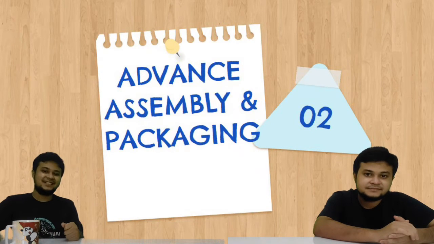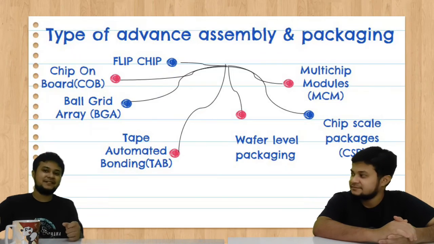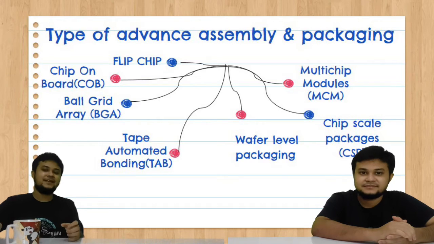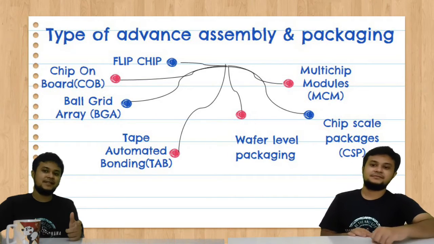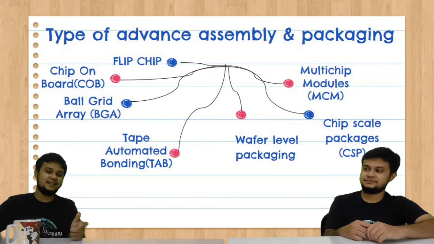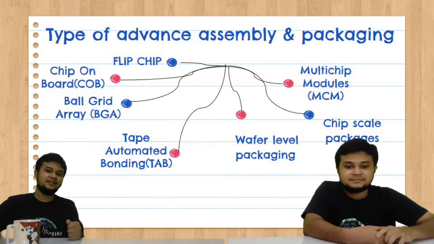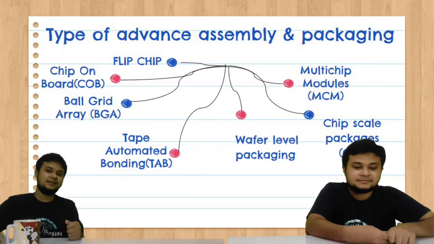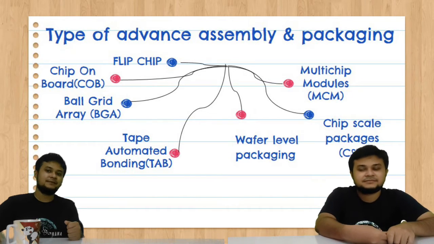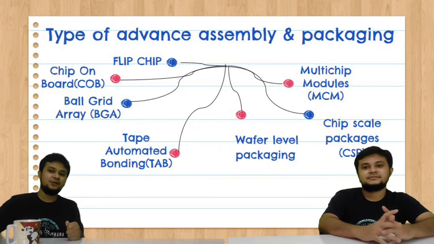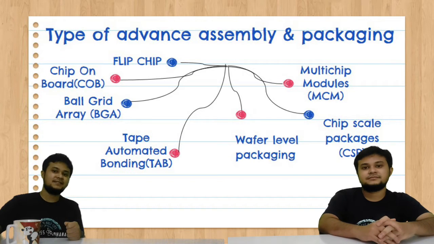Okay, let's start with its types. There are 7 types of advanced assembly and packaging. First, flip chip. Second, BGA, which is ball grid array. Third is chip on board, COB. Fourth is tape automated bonding, TAB. And fifth, multi-chip module, MCM. Sixth, chip scale package, and last is wafer level packaging.